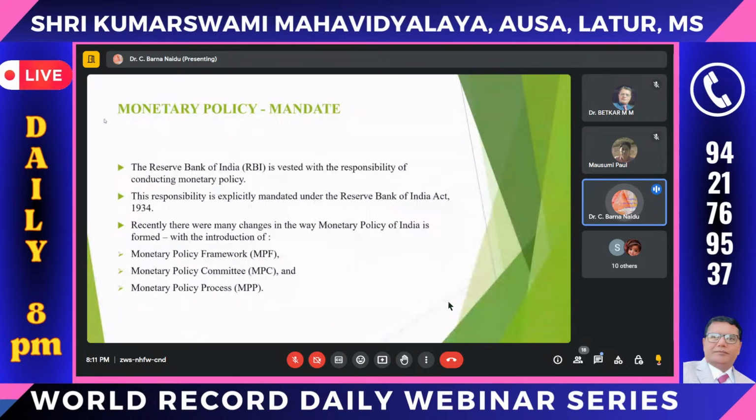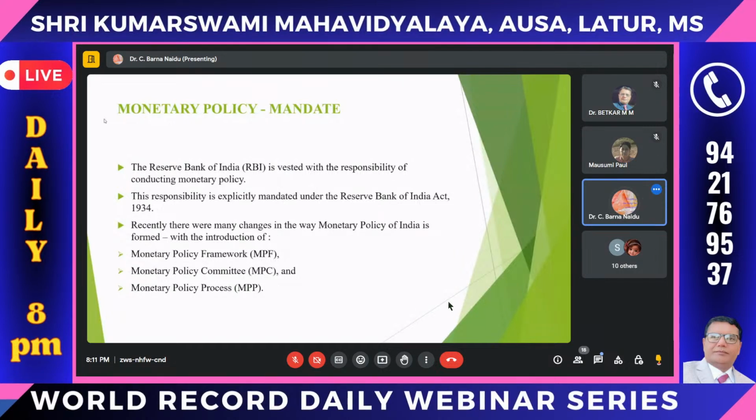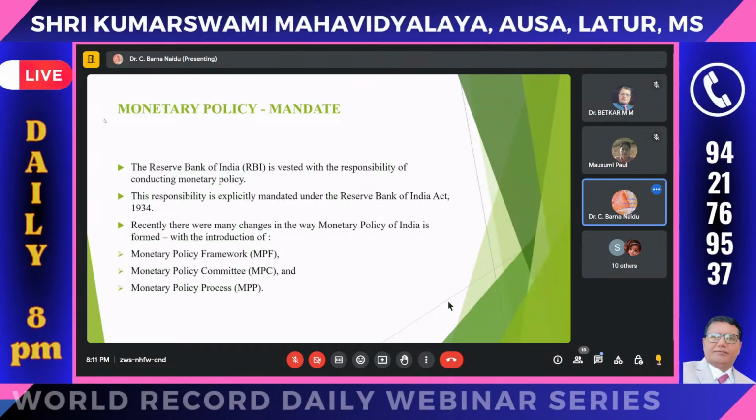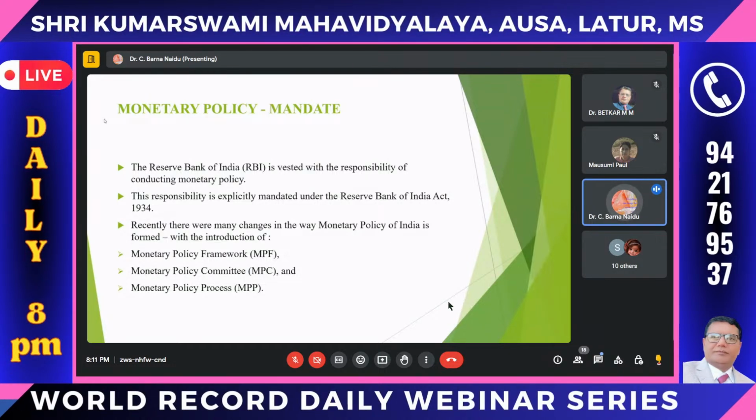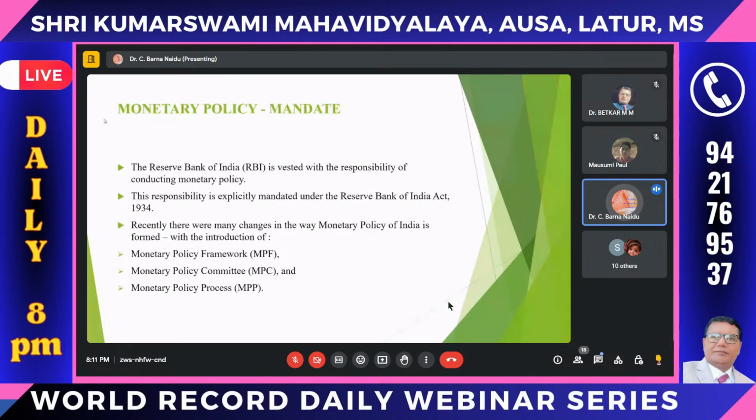So when we are talking about the monetary policy mandate, it is implemented by the RBI under the Reserve Bank of India Act of 1934. And recently there were many changes which have included these three parts: the monetary policy committee, the monetary policy framework, and the monetary policy process.